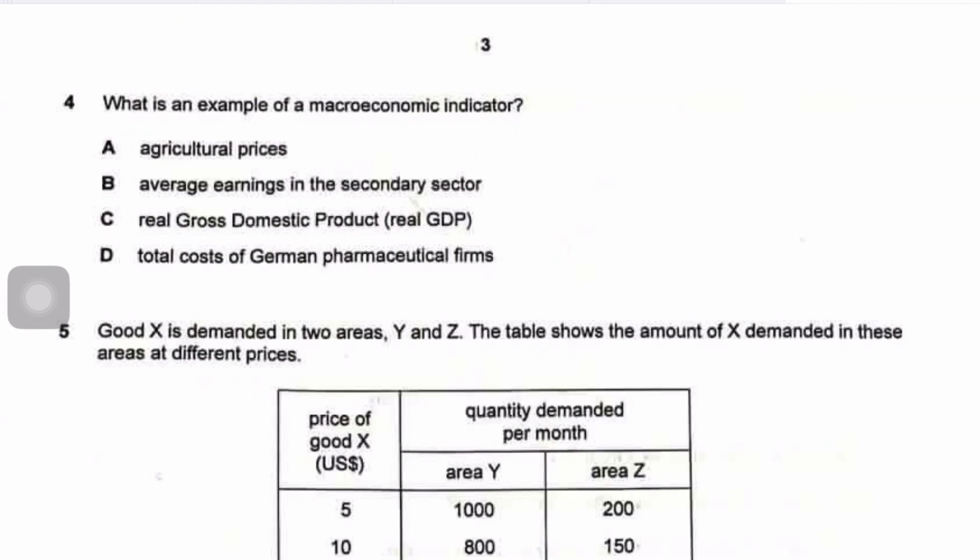Okay, guys, question number four says, what is an example of a macroeconomic indicator? The correct answer would be C, real GDP, because all the other answer options are referring to topics that are studied in microeconomics or refer to individuals and the micro aspect of economics, right?